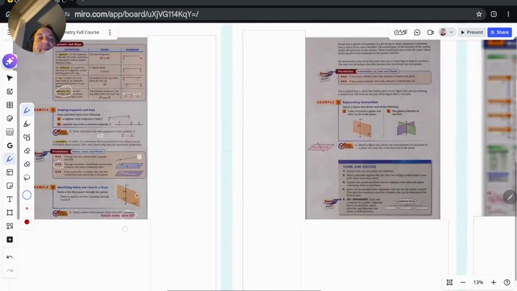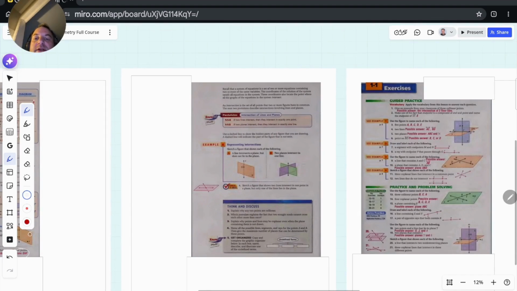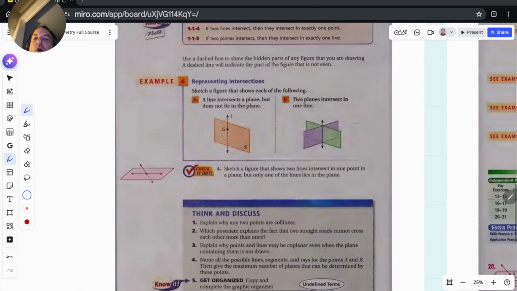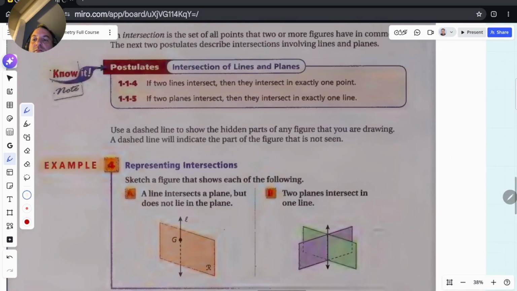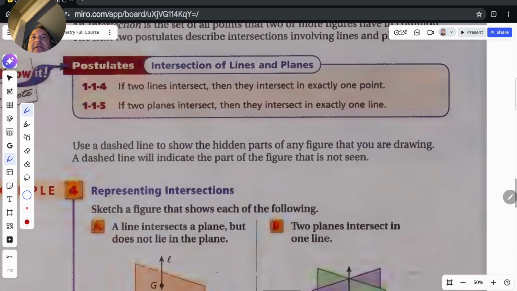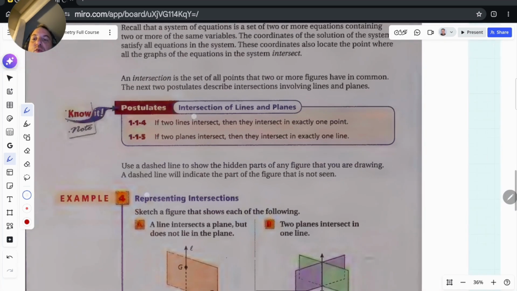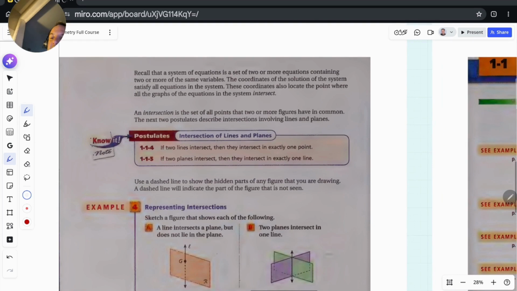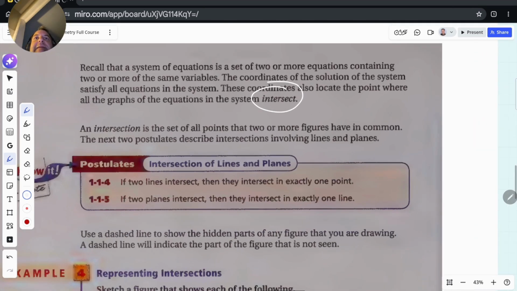All right, let's go on to example 4, where we're going to discuss 2 more postulates. Intersection of lines and planes. So we need a new word here, intersect. Now, two figures intersect if they share one or more points. The set of points they share is called the intersection.